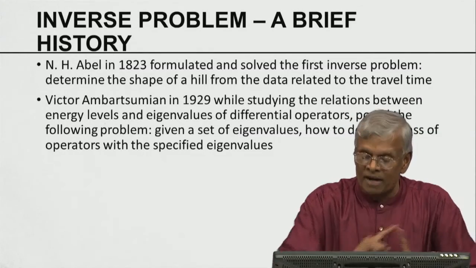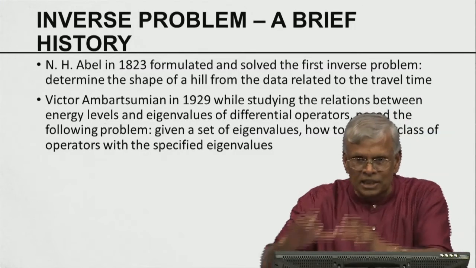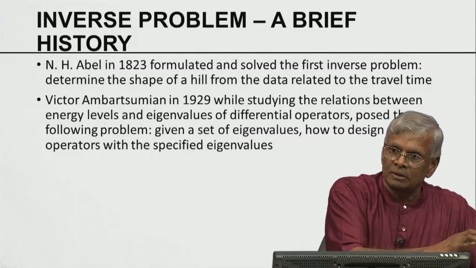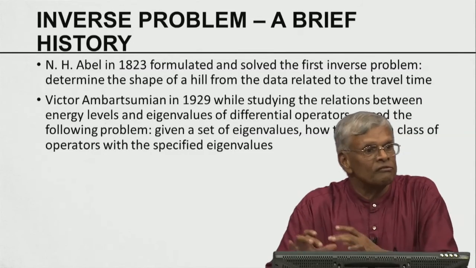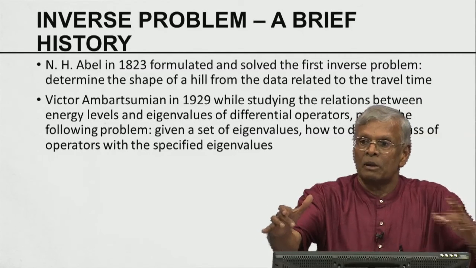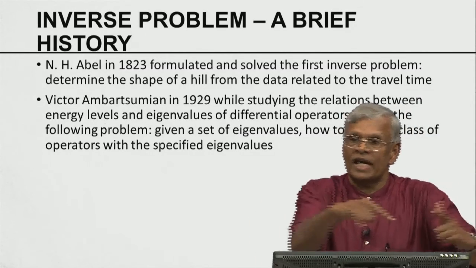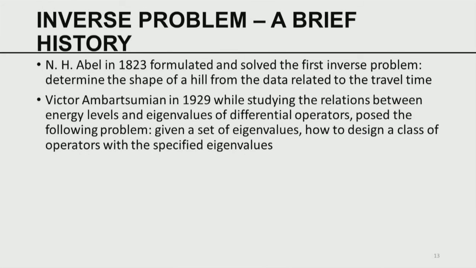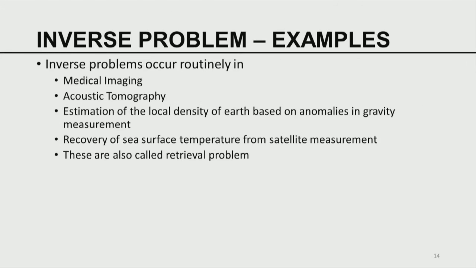But he, for the first time ever, asked the following question: if I specify a set of eigenvalues, what kind of an operator will endow itself with this given eigenstructure? So, given a matrix, I can compute the eigenvalue. But what is the matrix for which 3 and 5 are the eigenvalues? So, from eigenvalues to the matrix, matrix to the eigenvalue. Matrix to eigenvalue is called the forward problem, eigenvalue to the matrix is the inverse problem. So, these are considered to be the very first instances by mathematicians to consider and solve important inverse problems.